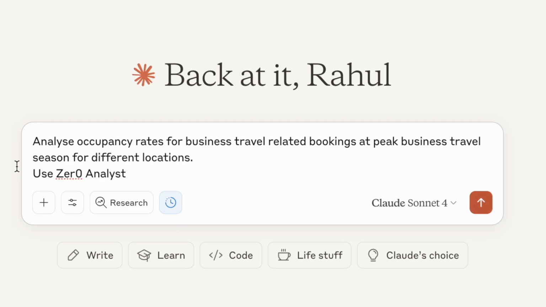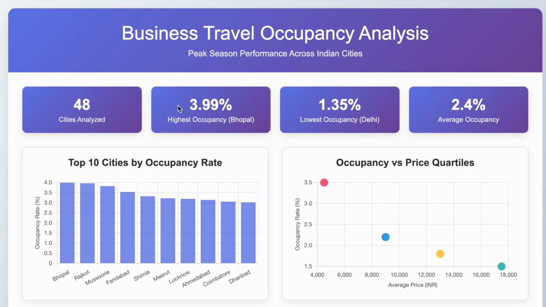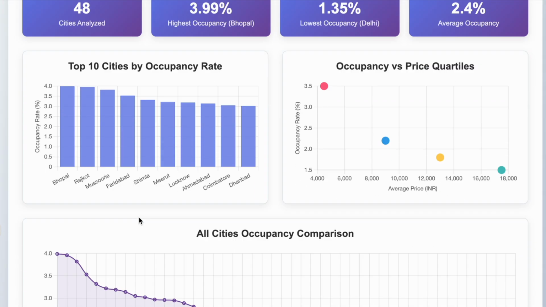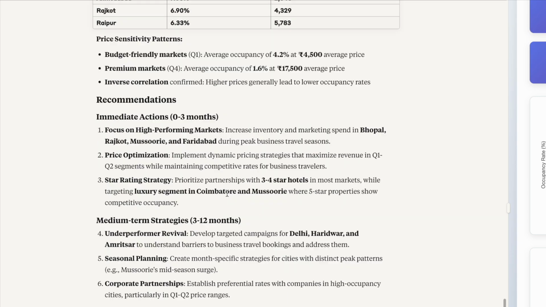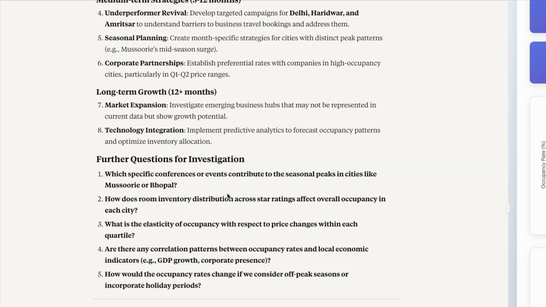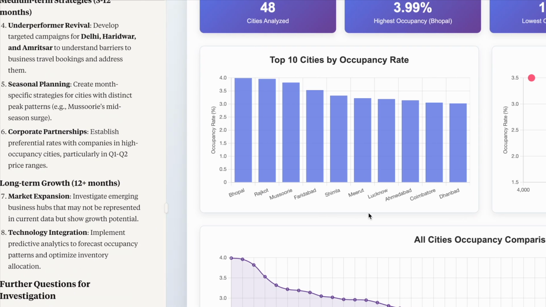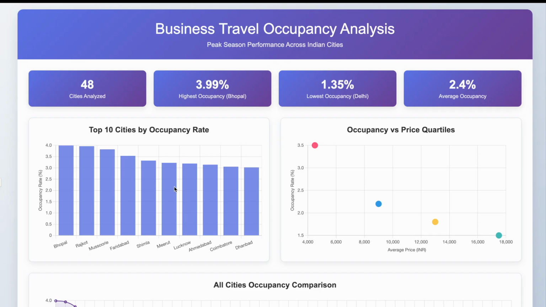Let's continue to ask questions. So I want to analyze the occupancy rates of business travel bookings at peak season for different locations. We now have an occupancy analysis done for this. So this is the visualization of the occupancy analysis. And we have supporting text analysis along with the backend data for that, recommendations, and insights for the questions like we saw earlier.